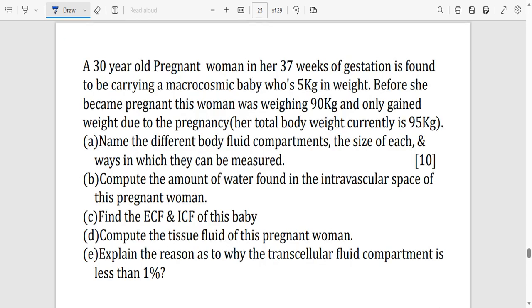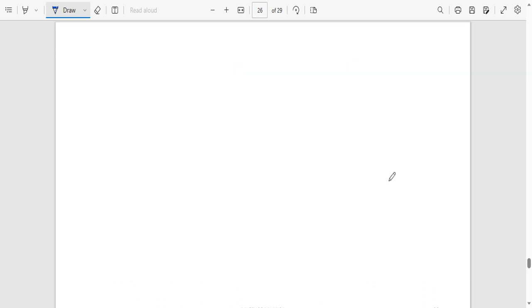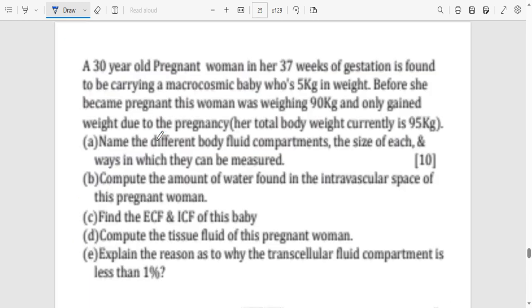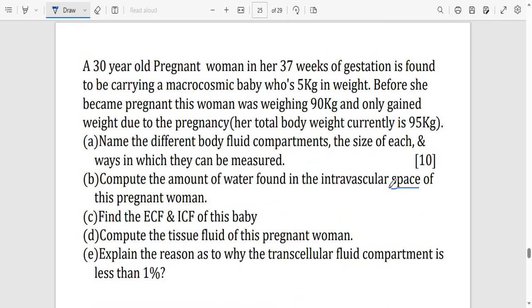All right. The next one: compute the amount of water found in the intravascular space. For this question, it is the intravascular space, not just anything. Here we're talking about intravascular fluid, which is just the fluid found inside the blood vessels. So, in the blood vessels, we have plasma and also blood cells.